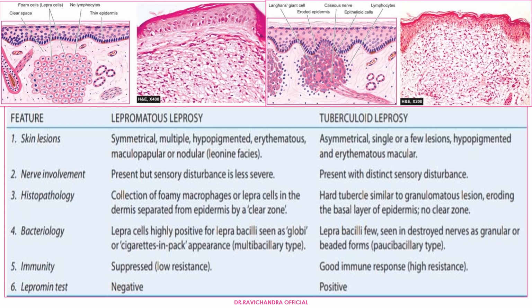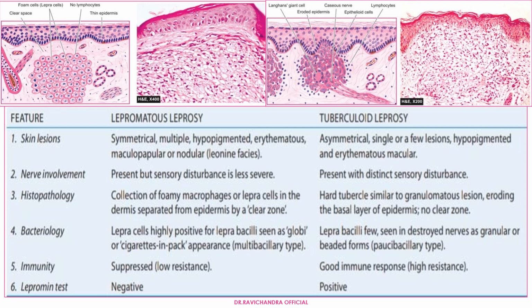So, in a nutshell, remember lepromatous. S indicates symmetrical, M indicates multiple, L indicates leonine facies, L lepra cells, and there is low resistance. L for low resistance in lepromatous leprosy.